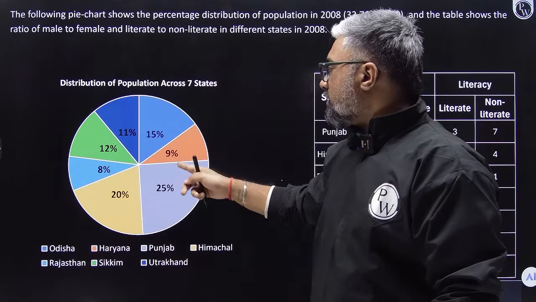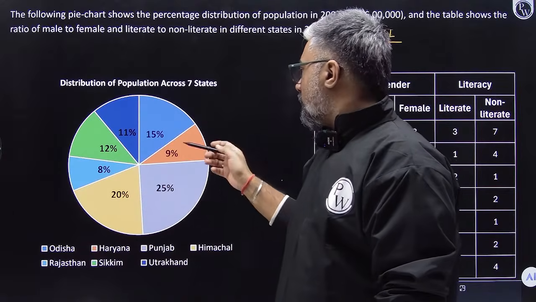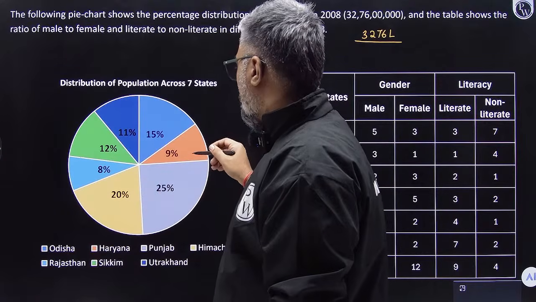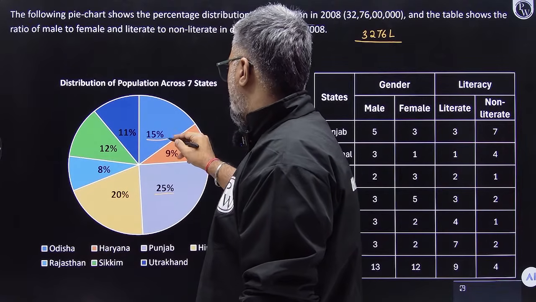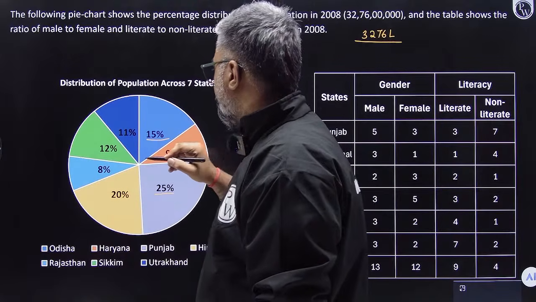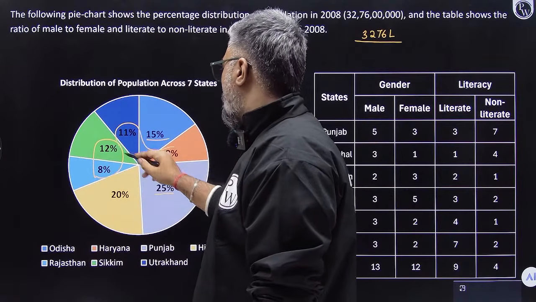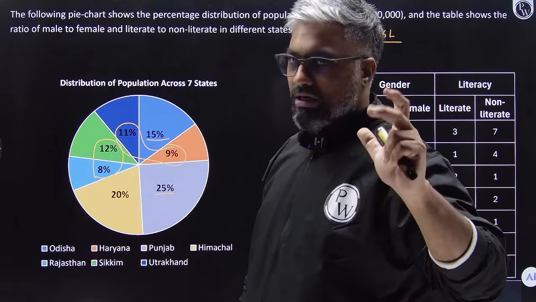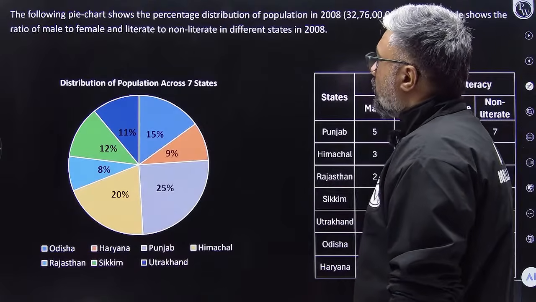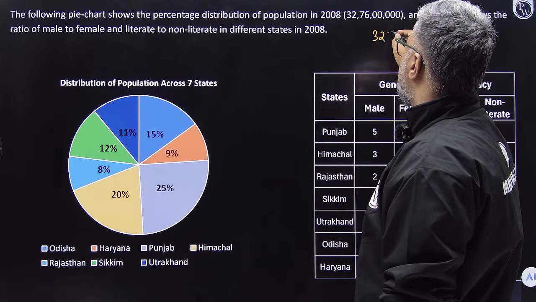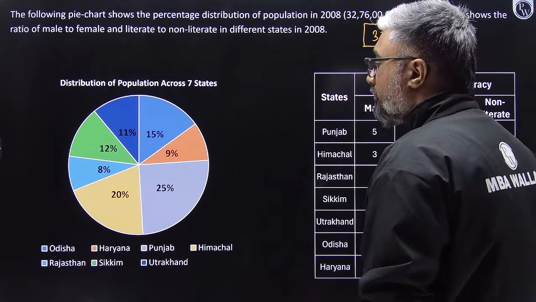Across 7 states, first check, does it add up to 100? So how much do I have? I have 25, 45, 60, 80 and 100. Okay, so it adds up to 100, which is good for us. Now, so this 3,076 to 3,276 lakh is the population.